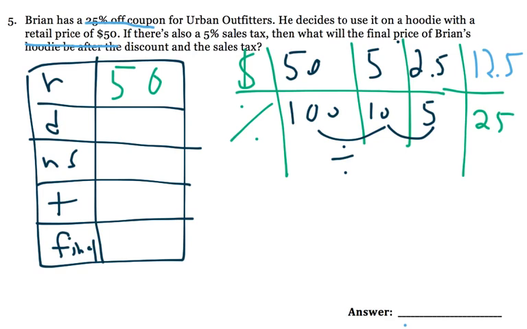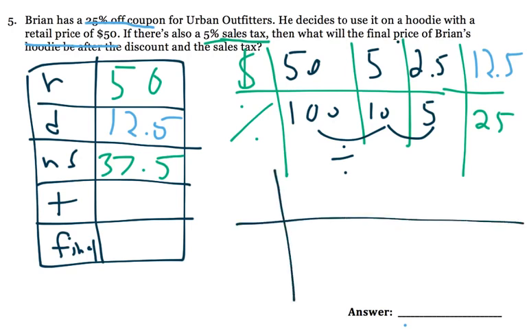So the discount will be $12.50, and 50 minus 12.5 is going to be $37.50. But we're not done yet, because we also need to find the sales tax, which it says is 5%. So to do this, we need to draw another ratio table, because we've already applied the discount, so we can't use this ratio table up here. Instead, we have to make a new ratio table.